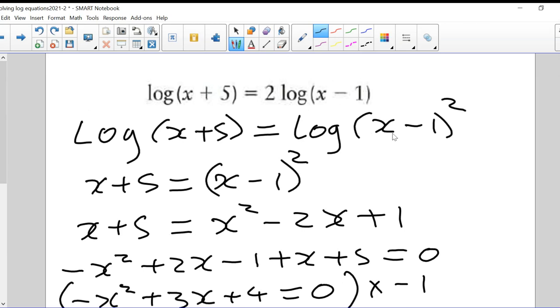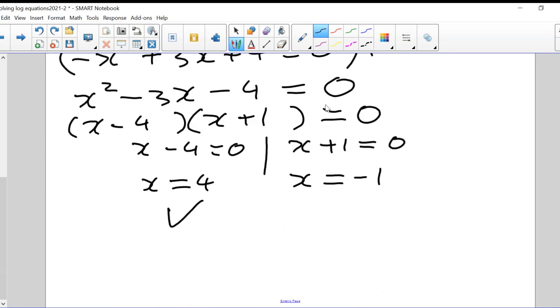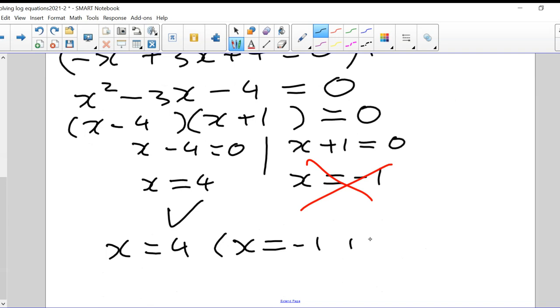Even though you're going to square this, we have to go back to the original equation, and the minus 1 is going to cause a problem. So we have to say that this one is no go. And that the only solution is x equals 4 only. x equals minus 1 is extraneous. As good as it looked on paper, it's a no-go.